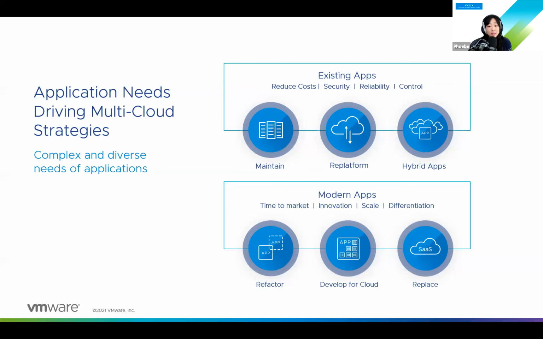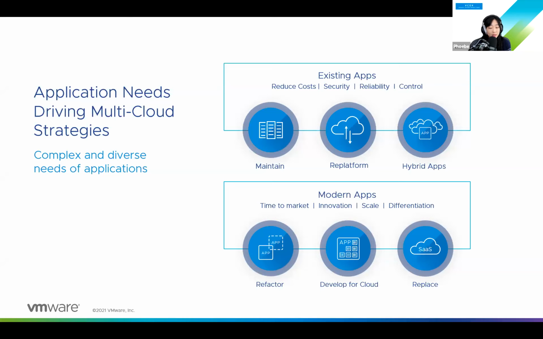All right, so the days of organizations only having this traditional on-premises data center really is over. Now organizations have multiple clouds, not just on-premises data centers, sometimes referred to as private cloud, right? So now they also have these public cloud environments with AWS, Azure, Google, IBM, all these different clouds. And the most important thing to remember here is that applications drive these multi-cloud strategies.